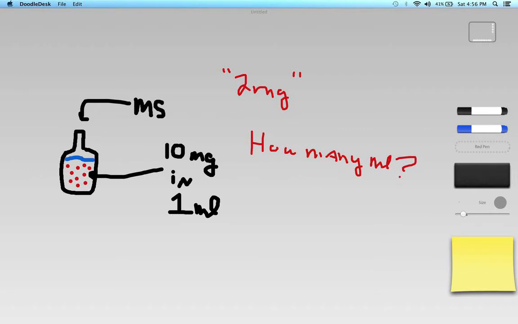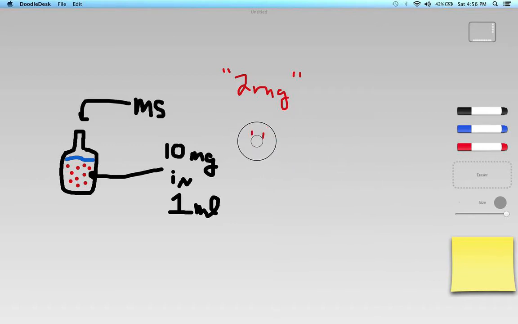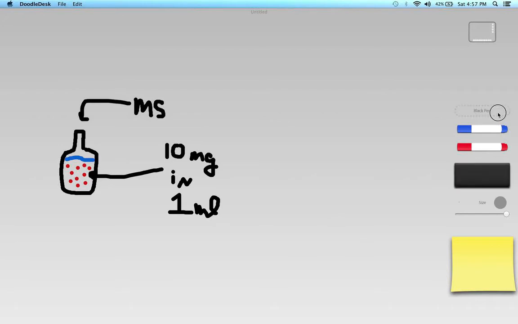And this is where that little dimensional analysis problem comes in handy. And as I said, there are a lot of people who can just look at that and intuitively figure out exactly how many milliliters. Some people not so much. So this video is really aimed for you guys that do struggle a little more.